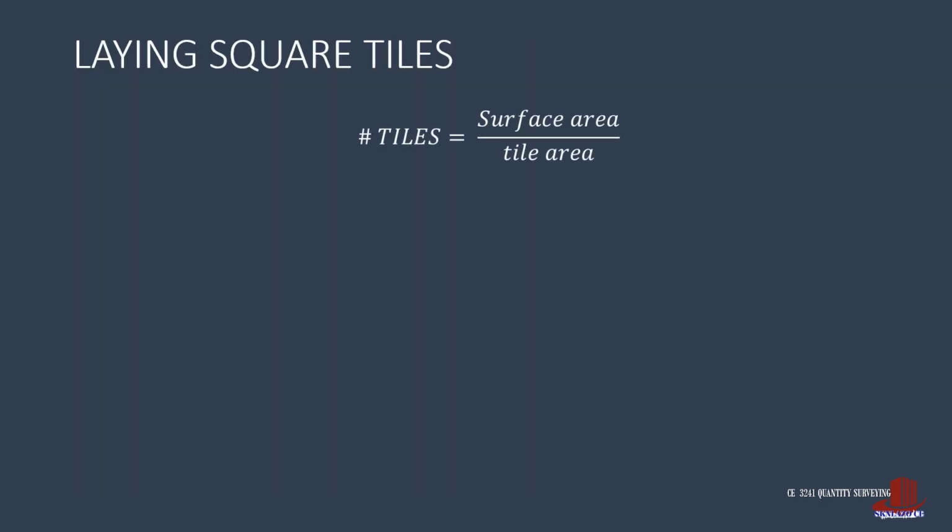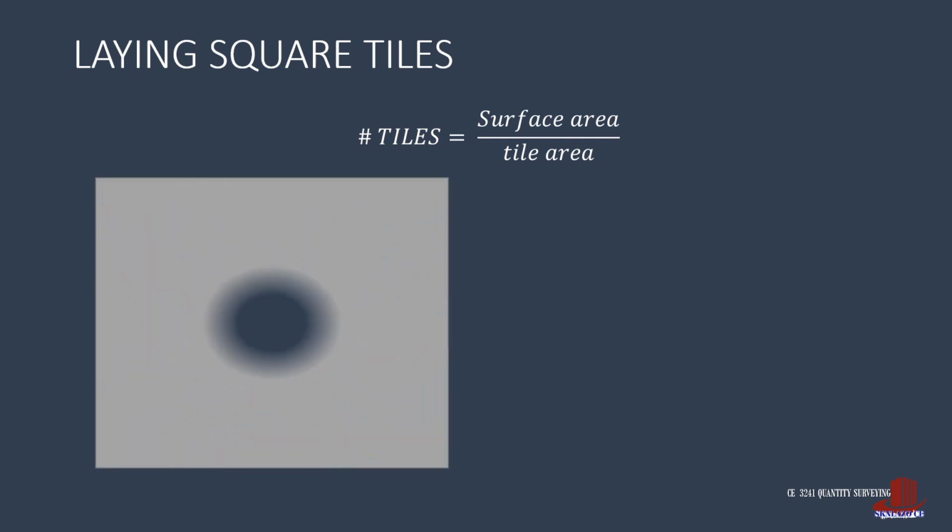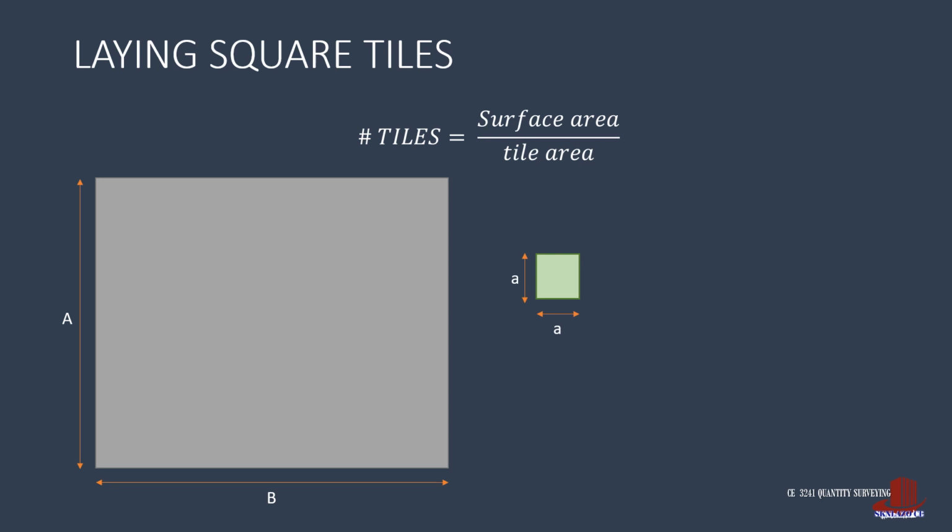When laying square tiles, say that the wall or floor has the dimensions of capital A height and capital B length, and since the tile is square, let's denote its dimensions as small a. In such a case, the estimation for the number of tiles is taken as capital A over small a multiplied by capital B over small a. Be careful to simplify each parenthesis first before taking the product.